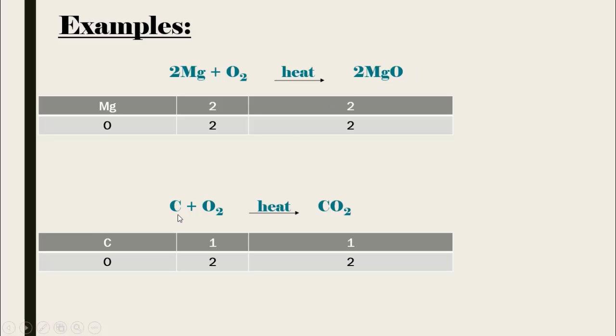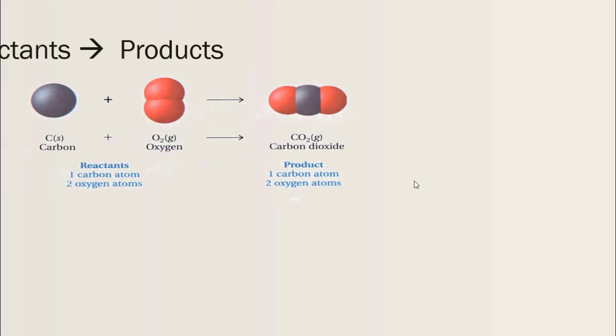In the second example here, I have carbon element and oxygen element: 1 atom of carbon and 2 atoms of oxygen. By the effect of heat also, it produces carbon dioxide. 1 atom of carbon produces 1 atom of carbon. 2 atoms of oxygen produces 2 atoms of oxygen. So this equation is balanced because the number of atoms that enter the reaction equals the number of atoms that result from the reaction.